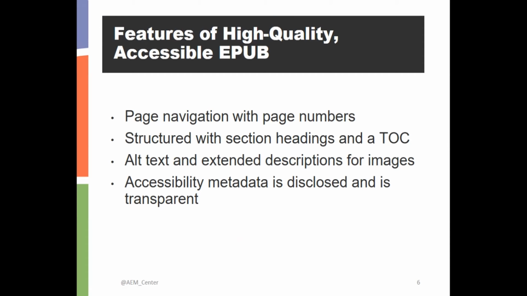So one of the first features that we want to look for is page navigation with page numbers. And that's really important when we're talking about reflowable content. So last week we defined EPUB as a format that supports reflowable content. What that means is that if we have a group of students and they bring up an EPUB title on their favorite reading app, they may change the text size. And so the page that's visible on one student's screen may be different from the page that appears on another student's screen.